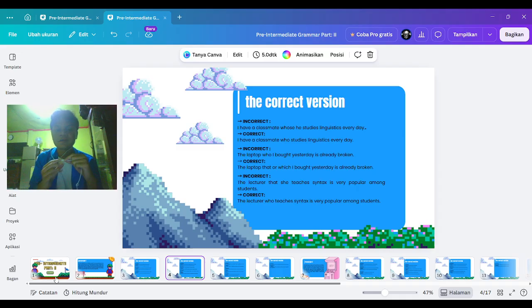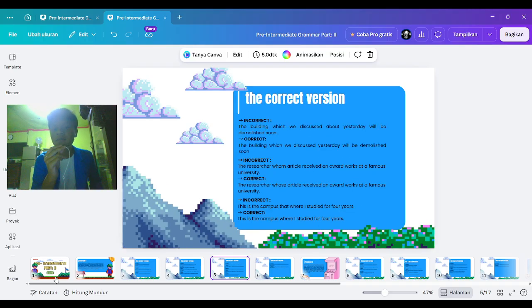Yes, the lecturer that she teaches syntax is very popular among students. Not so. The lecturer who teaches syntax is very popular among students. Yes, it's more correct. The building which we discussed about yesterday will be demolished soon. No, the building which we discussed yesterday, we don't use about yesterday, will be demolished soon.